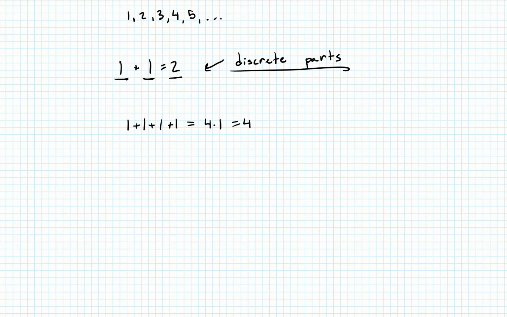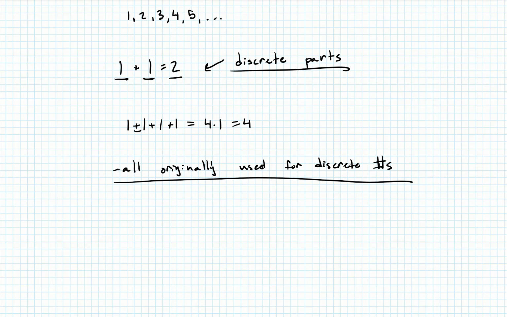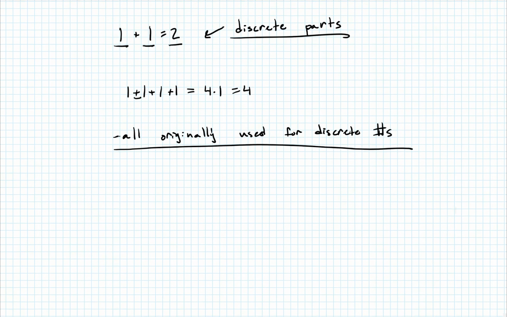And from there, we developed other operations. All of the operations we have are based off applying these ideas of addition and subtraction to higher and higher levels. And they were all originally used, and the key here, all originally used to describe discrete math. They were all used with these discrete numbers. And that's very important. All of these come from the idea of a discrete number.